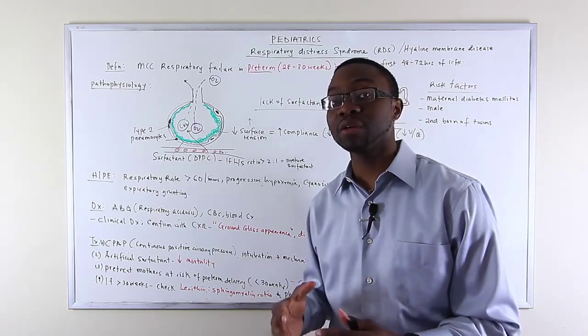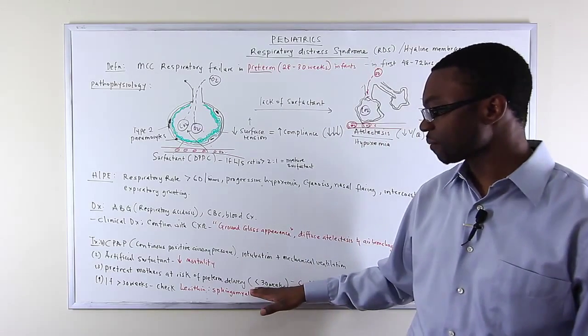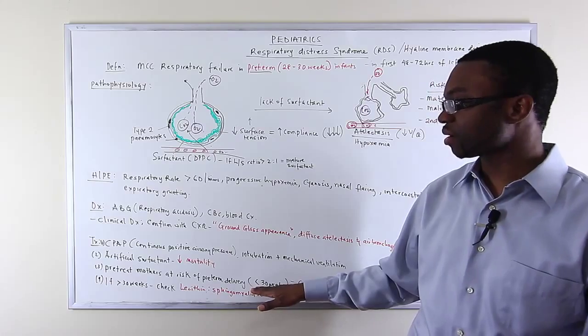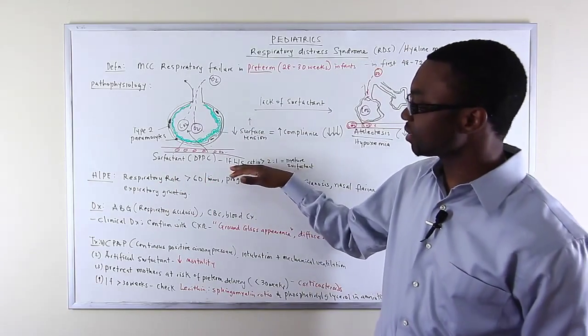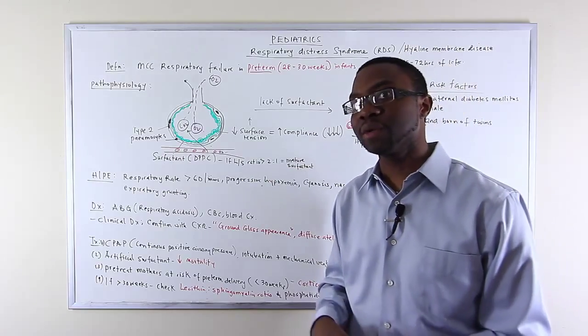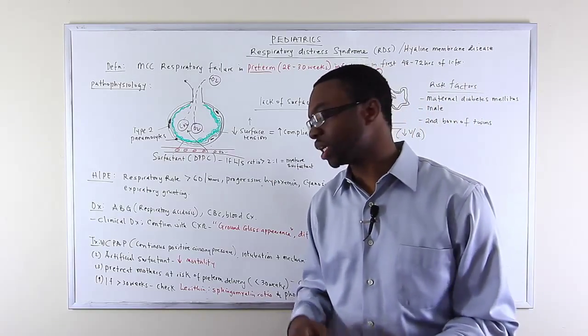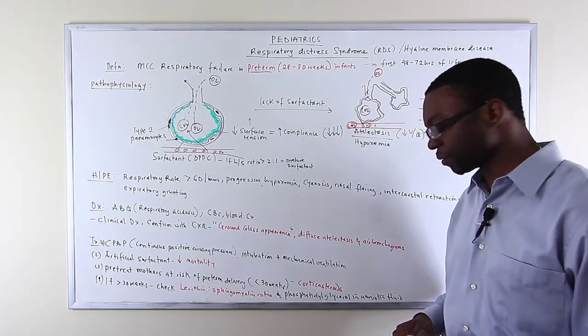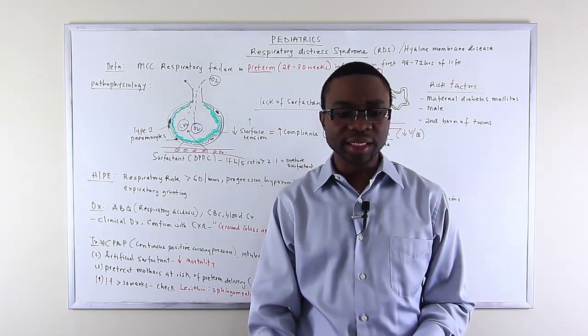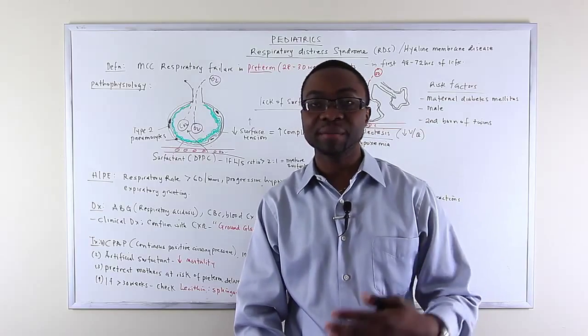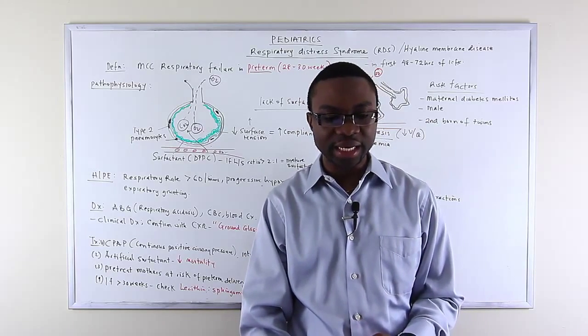Very, very high yield. They love to test you on that. So if the baby is less than 30 weeks and they're having respiratory distress syndrome, and you check the L/S ratio in the amniotic fluid and it's low, you have to treat that mother with glucocorticoids.